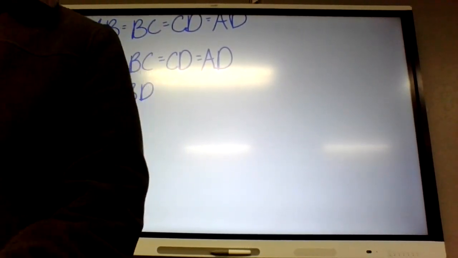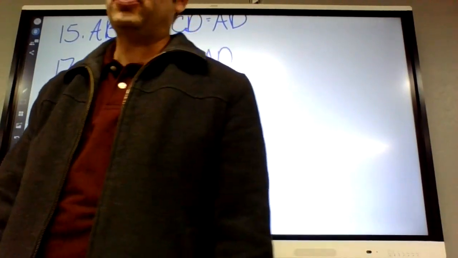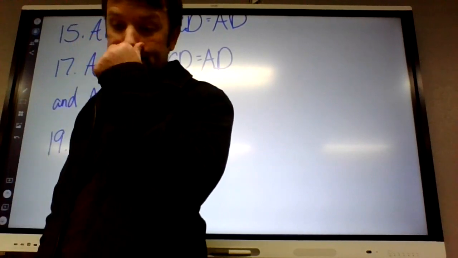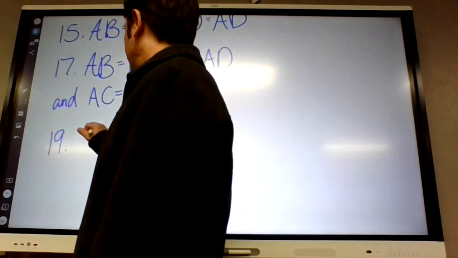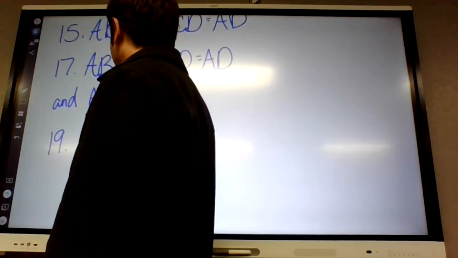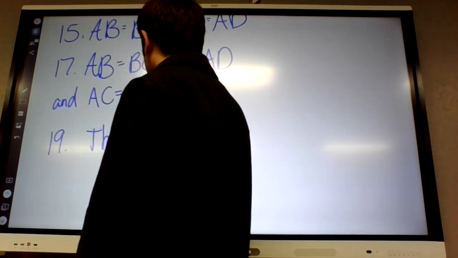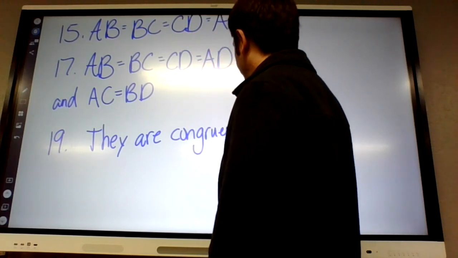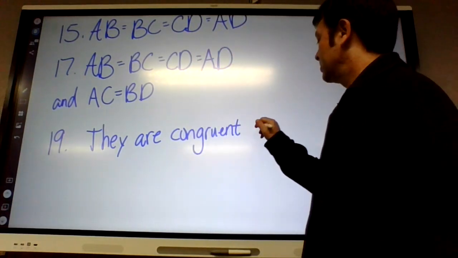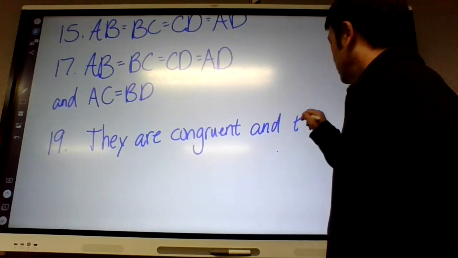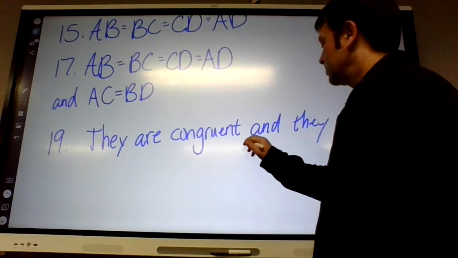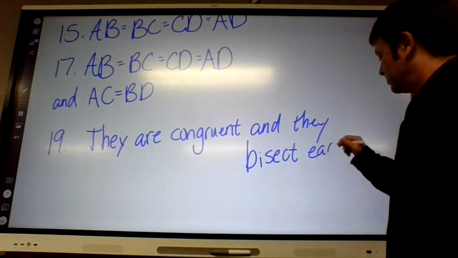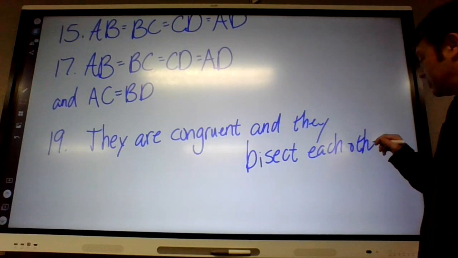Okay, 19. What can you conclude about the diagonals in each type of quadrilateral? What do we know about a rectangle's diagonals? They're congruent. In a rectangle, they're congruent. But what do we know about parallelograms in general? In parallelograms, they bisect each other. So that would be true in a rectangle as well.